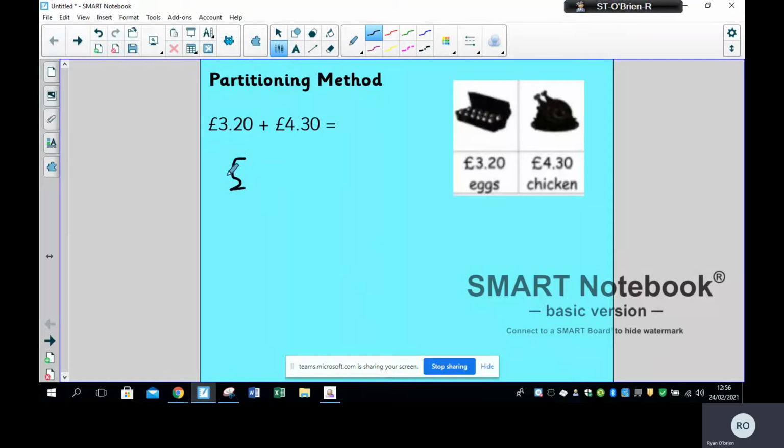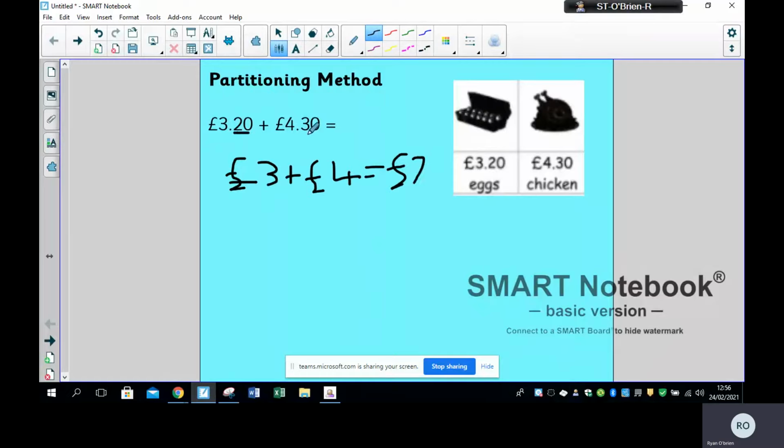So we've got £3. Whoa, what happened with that pound? We've got £3, add £4. Okay, so I know I've got £7. So we add the pounds first, and then once you've added the pounds, we add the pence.